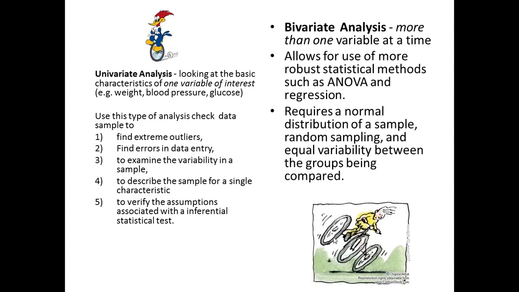In bivariate analysis, more than one variable at a time is handled. It allows for the use of more robust statistical methods like ANOVA and regression. When we conduct bivariate analysis, we have to make sure that we have met certain assumptions, such as a normal sample and equal variability between the groups being compared, if there is a comparison group.